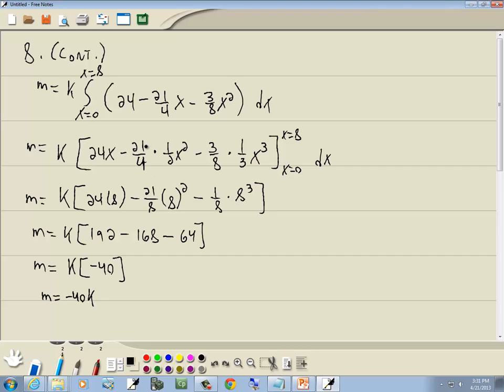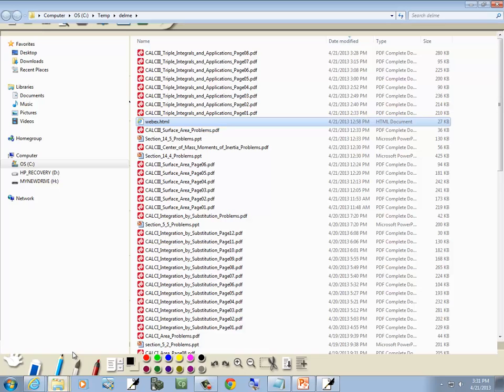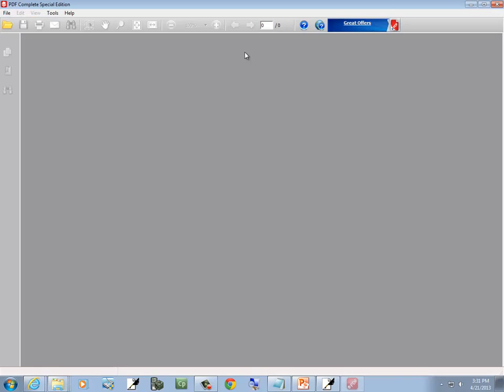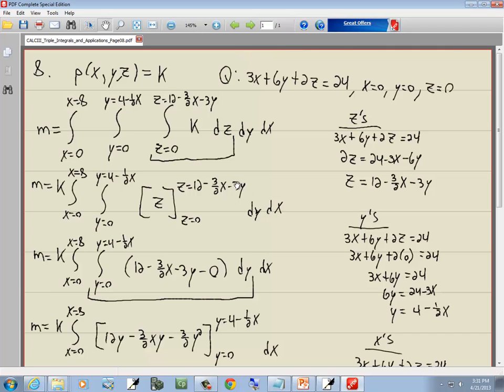Of course, we don't know what k is, but that still doesn't seem right. Okay, let me double check myself. Oh, I'm going to hate it if I screwed up somewhere. 3x plus 6y plus 2z is equal to 24. X equals 0, y equals 0. Okay, solving for z. Take that over, divide by 2.